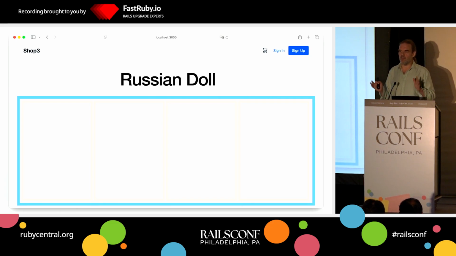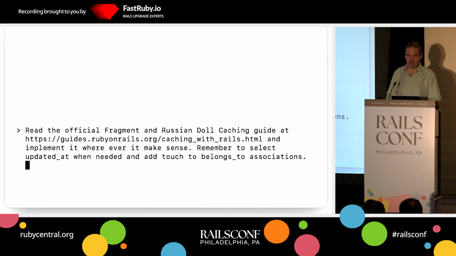It kind of gets confusing after a time. It is a bit error prone. So you really want to know what you're doing, and it is hard to debug. And you need a clean data structure. But then it's magic. So again, I tell Claude to read the official guide for fragment and Russian doll caching, and then implement it. And very important, I tell it to include the updated add, because we didn't in the step before, but we need it now.